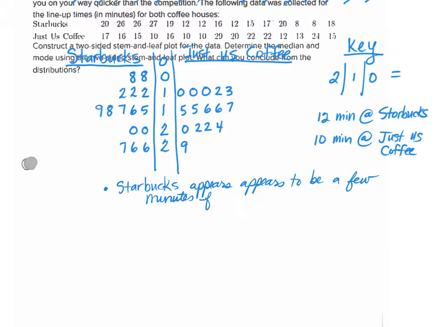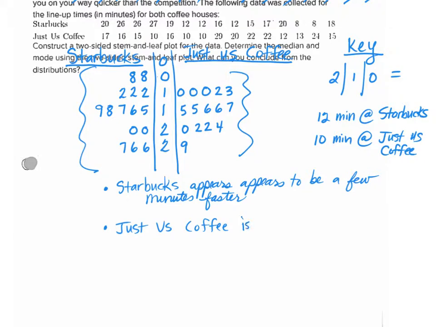All right, now how about which one is giving more consistency in the times? Just Us Coffee. Do you see how these are more closely clustered together and Starbucks is more spread out? That's going to play into our discussion tomorrow about standard deviation. But Just Us Coffee seems to be a little bit more consistent. So if they could just reduce their time a little bit, they would be the better choice if they were just consistently a little lower.